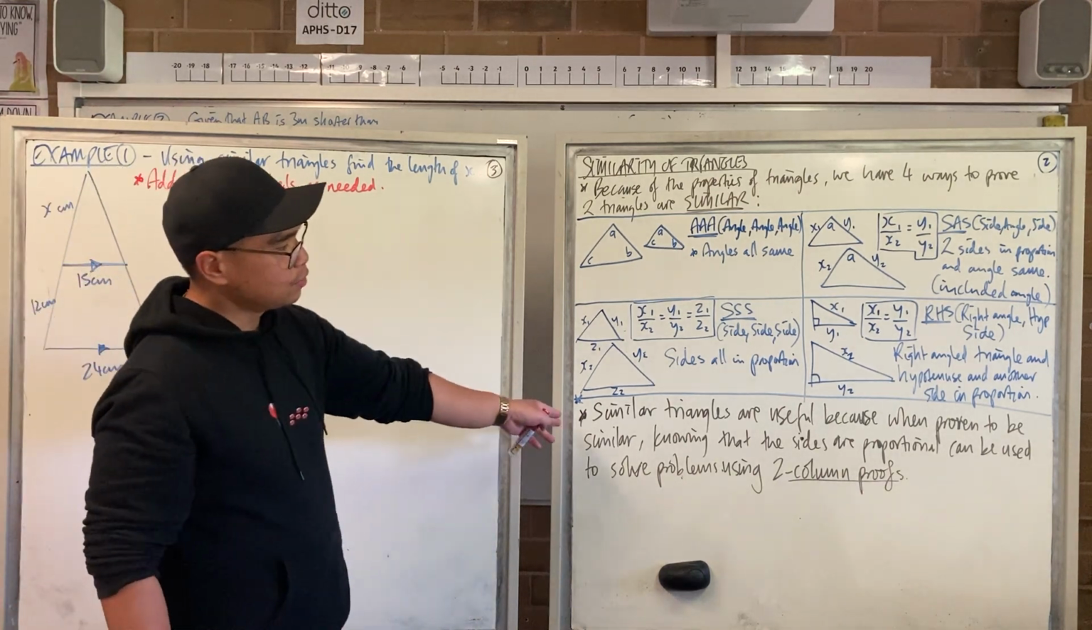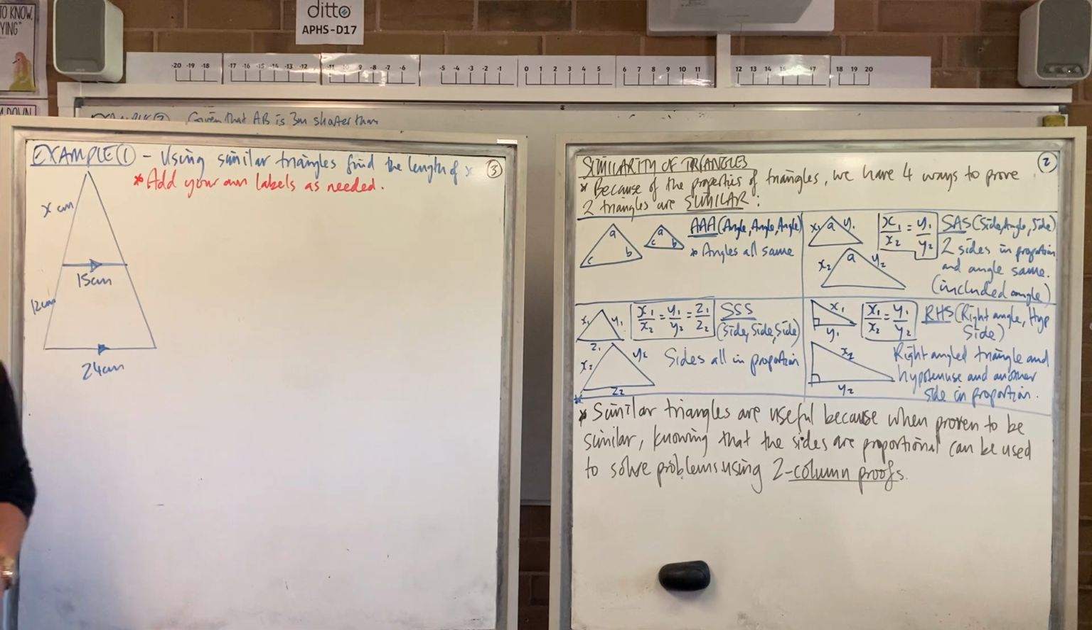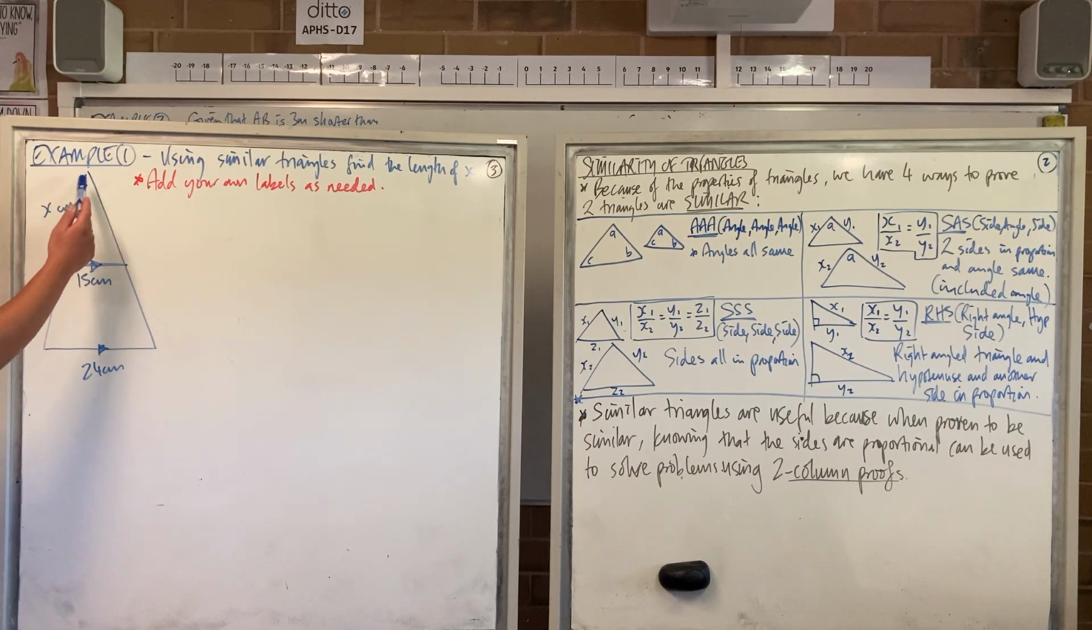Why is this useful? Because when triangles are proven to be similar, knowing that the sides are proportional, we can use that to solve problems using two-column proofs. So that's what we went over last lesson. We have a situation here. How many triangles do you see in this drawing? 2. There's more than that, technically. Oh no, actually, yeah, just two. Using similar triangles, find the length of x.